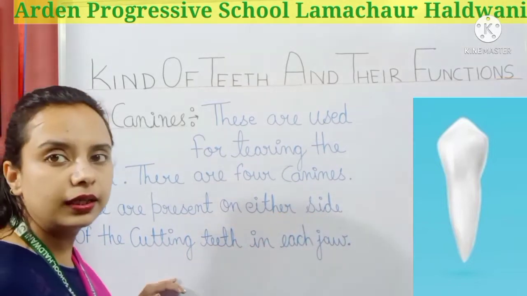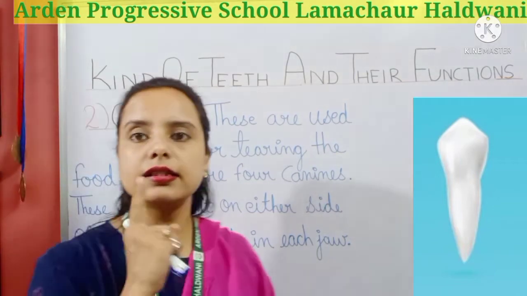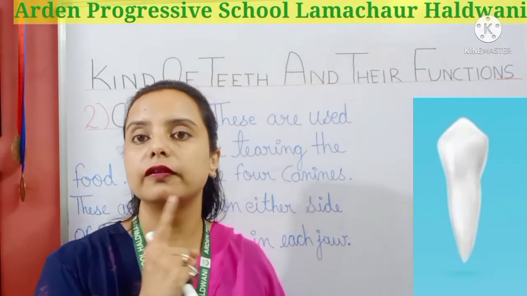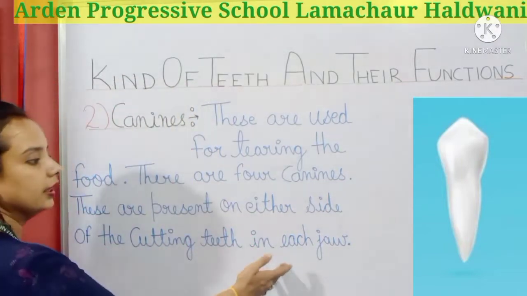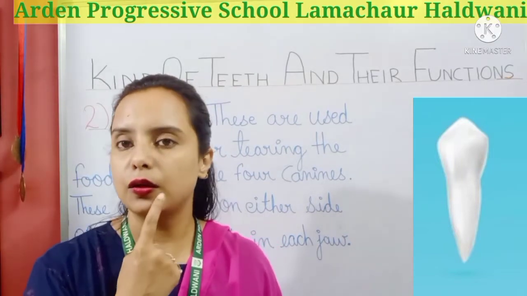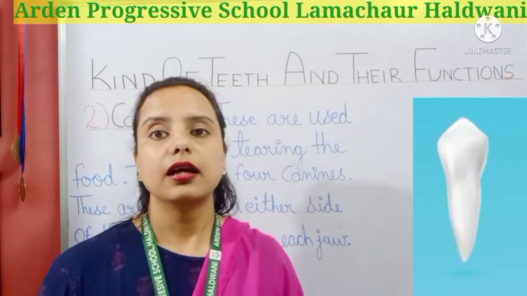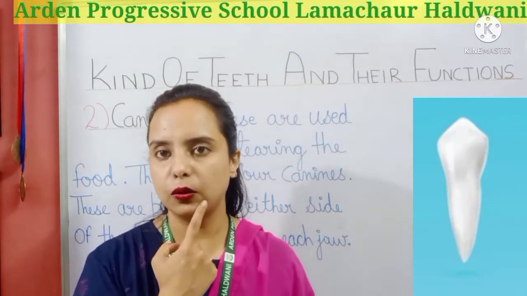Cutting teeth means the incisor teeth. These are present on either side, meaning both sides of the incisors, in each jaw, at the upper and also the lower. So how many canines are there? 4. 2 upper and 2 lower.